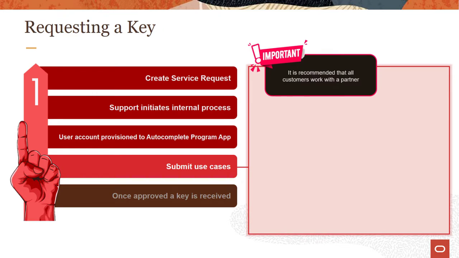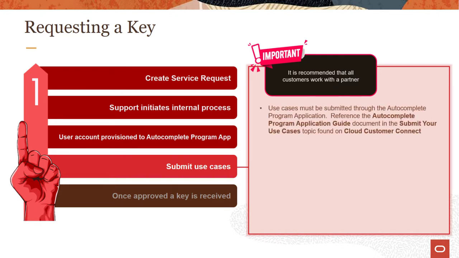Ideally, it is recommended that all customers who utilize the autocomplete tool work with a partner. All use cases must be submitted online using the autocomplete program application. For more information on submitting your use cases, reference the autocomplete program application guide document in the Submit Your Use Cases topic found on Cloud Customer Connect. Use cases submitted through emails or Excel files outside of the autocomplete program application will not be accepted. Oracle will only support the implementation of the autocomplete rules for approved use cases.